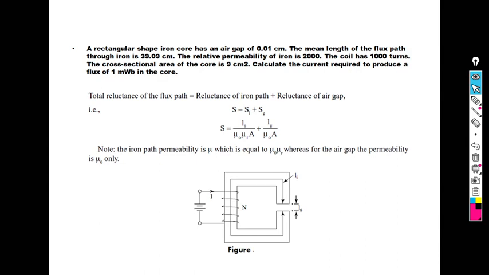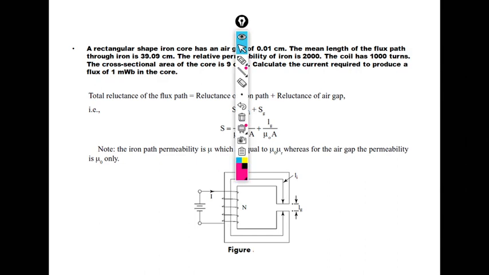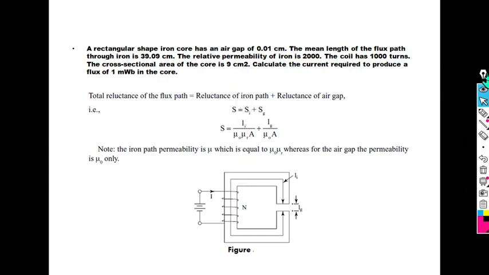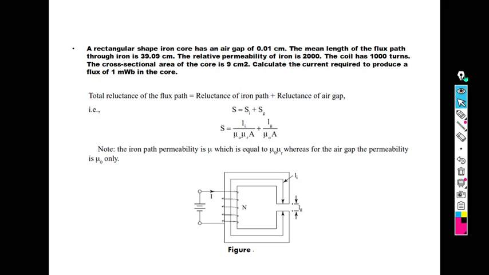So previous day I discussed series magnetic circuit. So this is the problem. A rectangular shape iron core has an air gap of 0.01 centimeter. The mean length of flux path through the iron core is 39.09 centimeter. The relative permeability of iron is 2000.